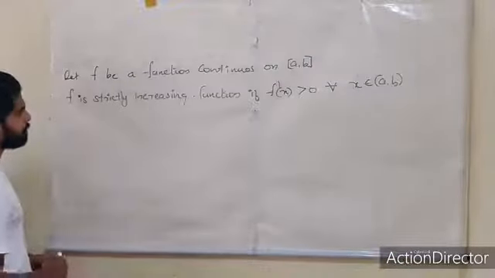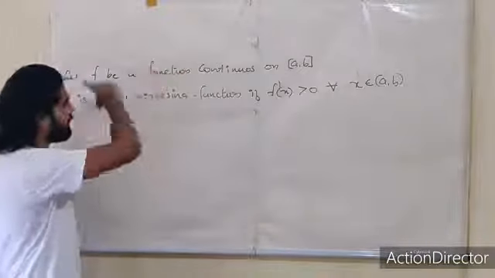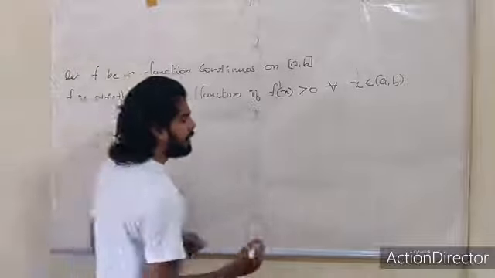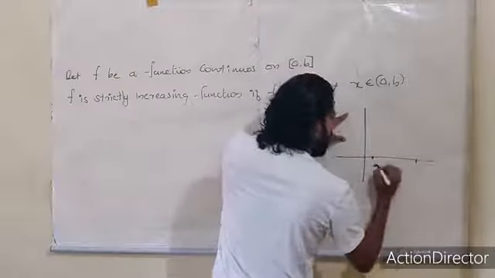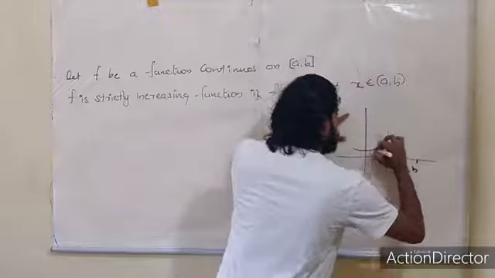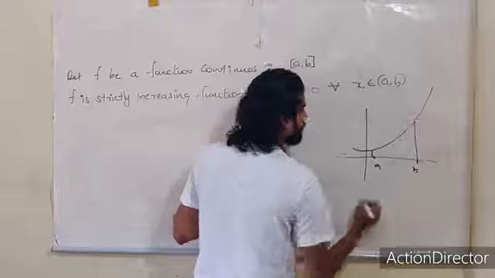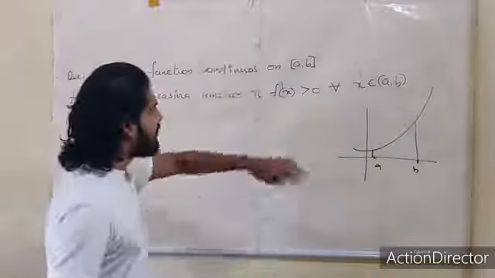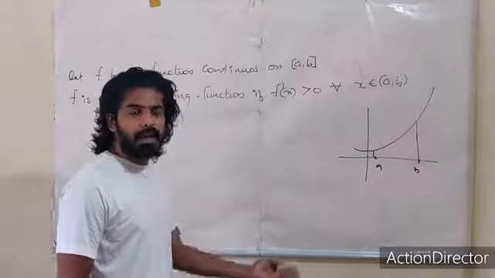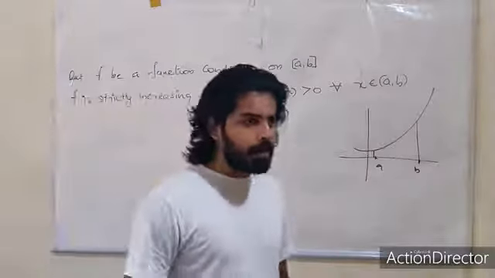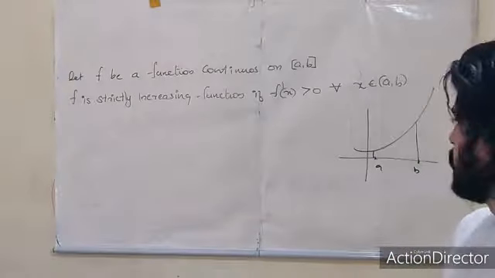If you draw the graph, you can clearly understand this theorem. See, suppose this is a, b, and we have a function which is strictly increasing between a and b. What this theorem says is the derivative is greater than 0 for all values between a and b. So what does derivative mean? Geometrically, the derivative means slope, that means the slope of the tangent. The slope of the tangent should be greater than 0 for all values between a and b.